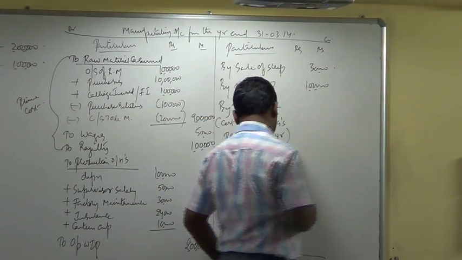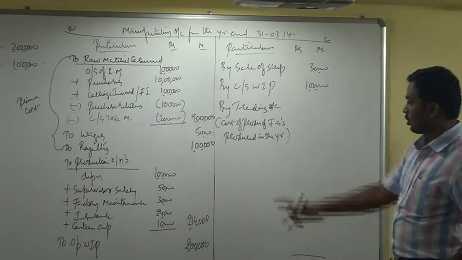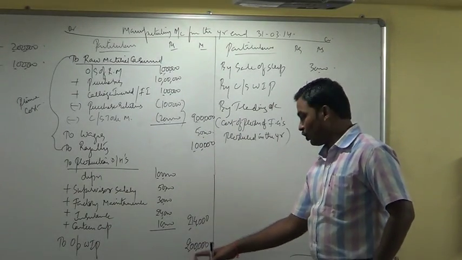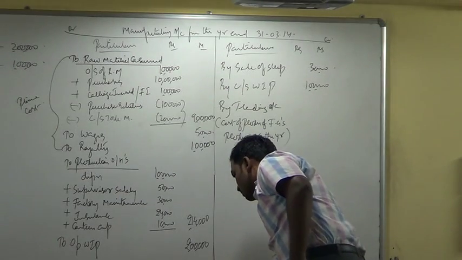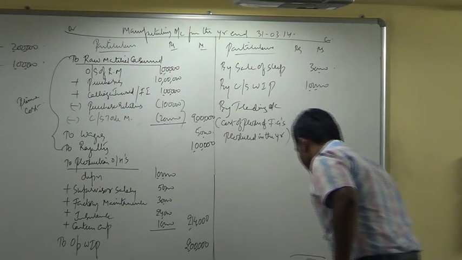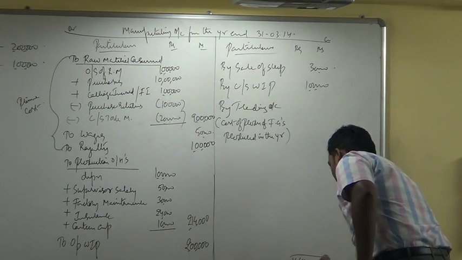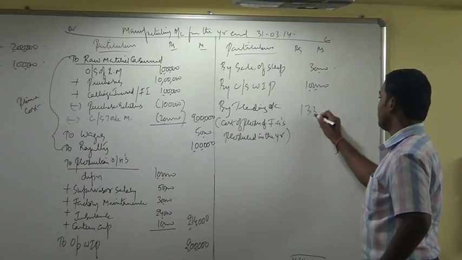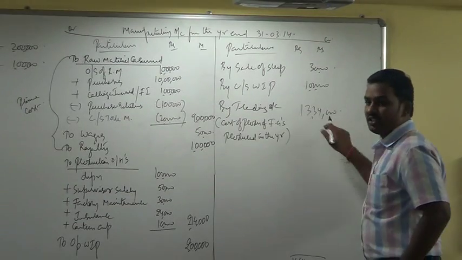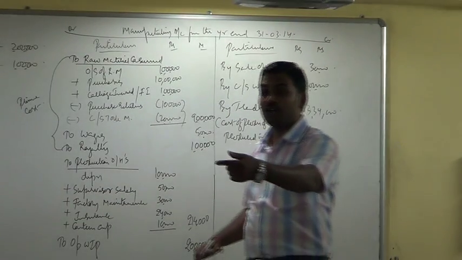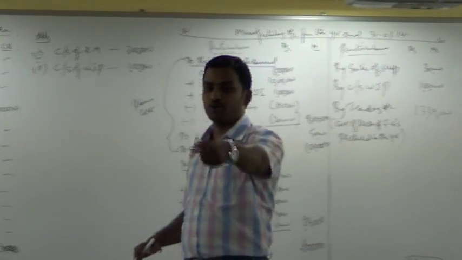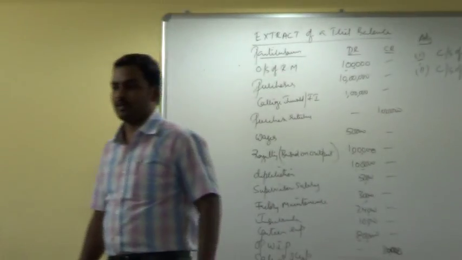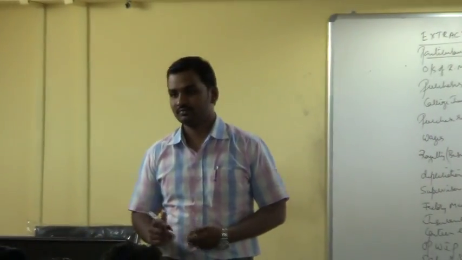How much? Total of the debit side is 14,64,000 minus 1,30,000. It is 13,34,000. This is the expenditure incurred on finished goods which have been produced during the year. To produce finished goods, this is what we have as expenditure incurred during the year.